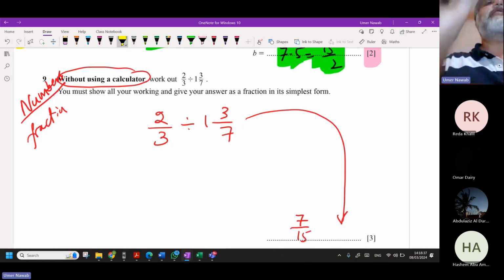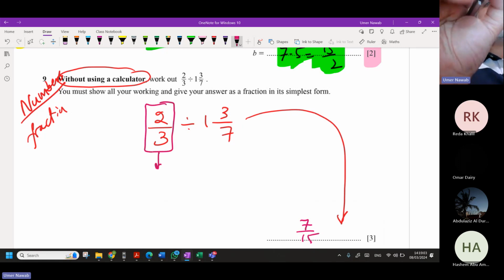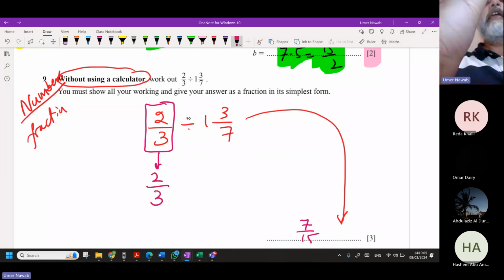But if you write 7 over 15 directly in the exam, maybe the examiner will give you 0 marks for that, because you did not show any method before it. Method is very important, because the question tells you to give your answer without using the calculator. So keep your answer here, 7 over 15, but now start showing some working. Keep 2 over 3 as it is. Keep the division sign as it is.